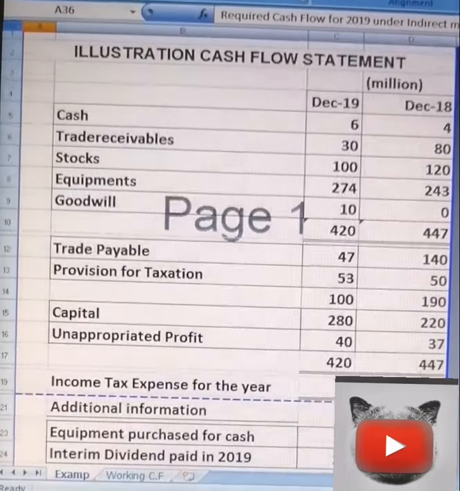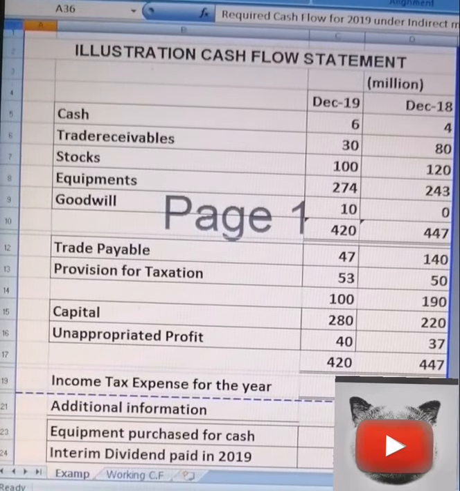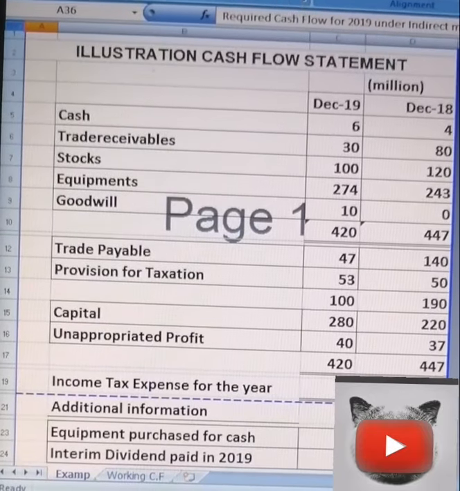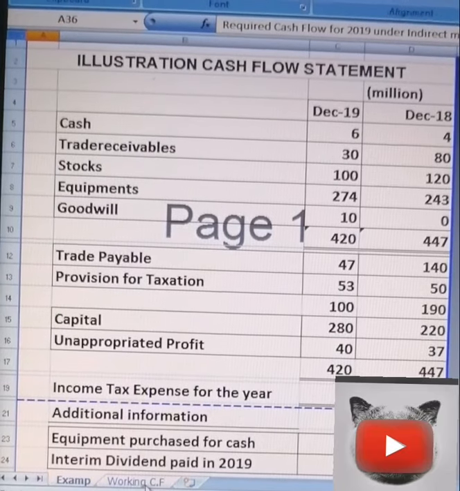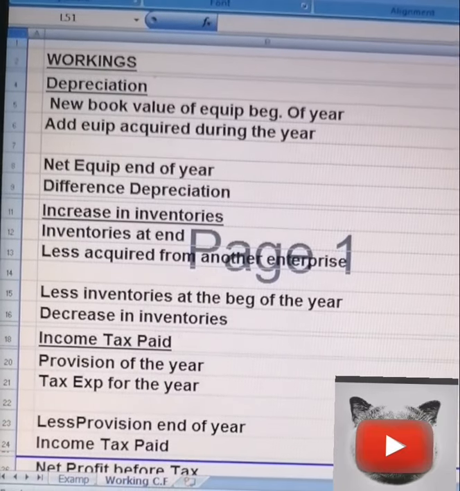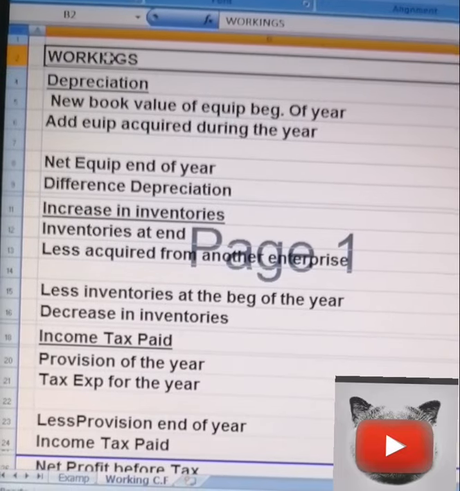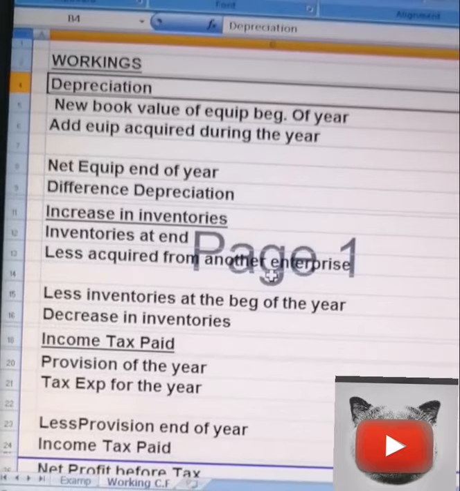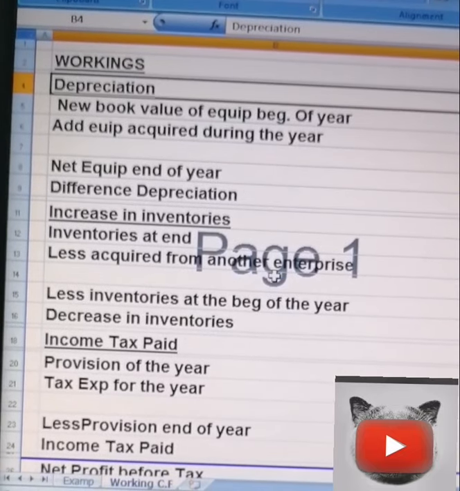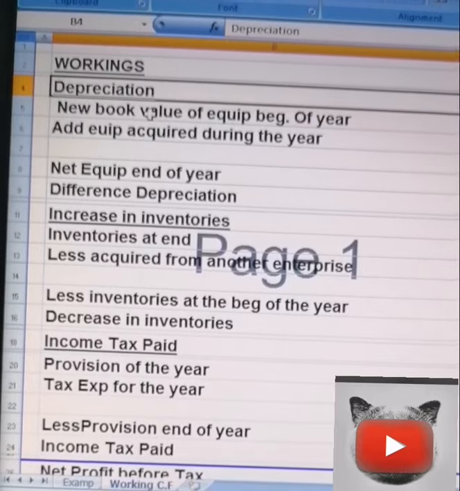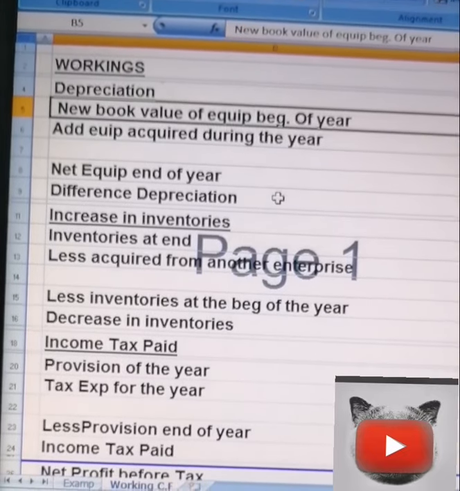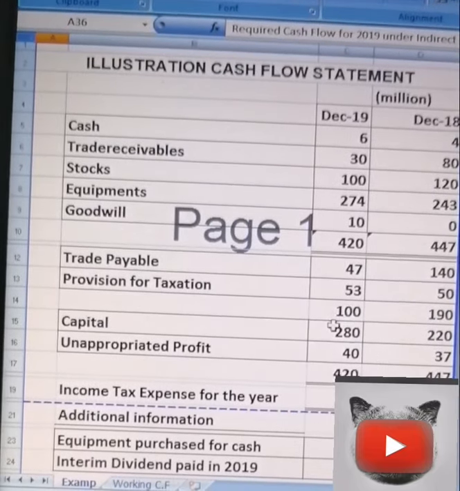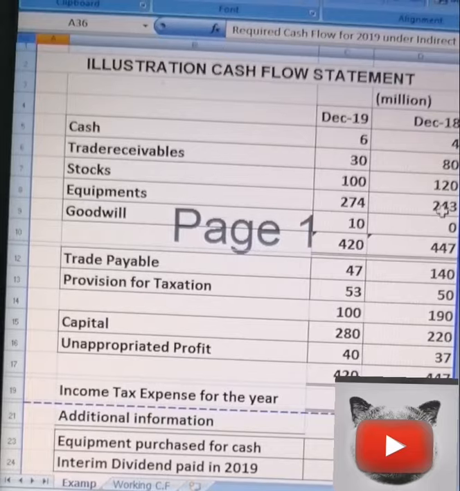Now we come to the working on it, certain schedule making. Here is the working. First of all, we have worked out the depreciation charge during the year on the fixed assets. Net book value of equipment at the beginning of the year was 243 million, which is shown in the example here.